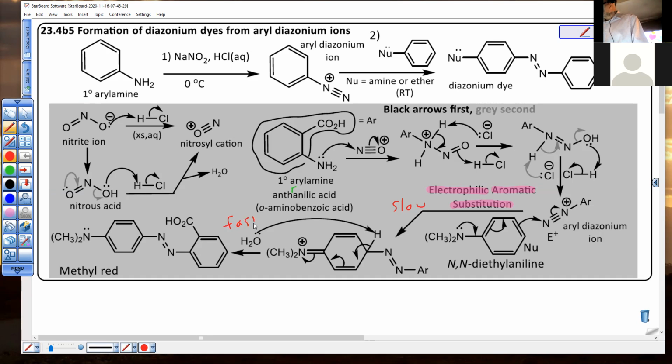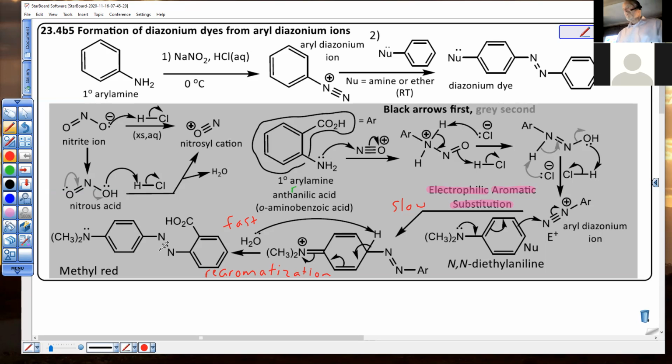Good question. Slow because we're losing aromaticity. We've created an sp3 hybridized carbon atom here, which can't resonate in the circle that we require for aromaticity. So it would be quick to get rid of this species and make it aromatic again. Re-aromatization is what that's called. Slow step, we lose our aromaticity. And we've created methyl red.